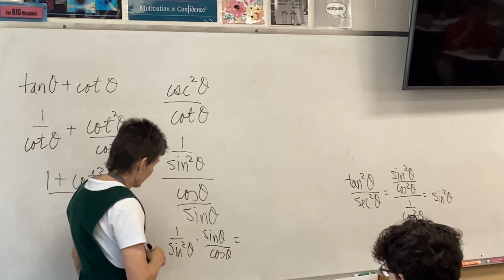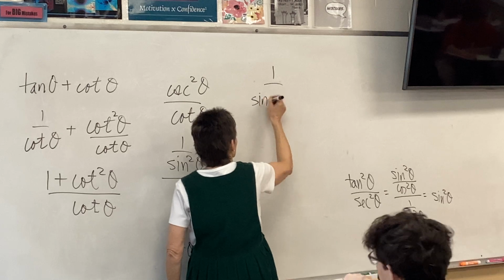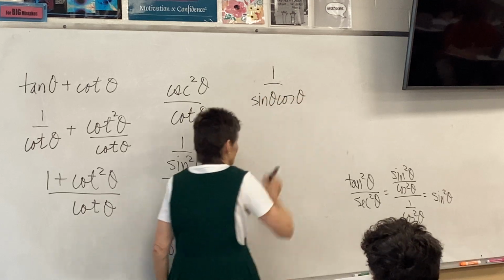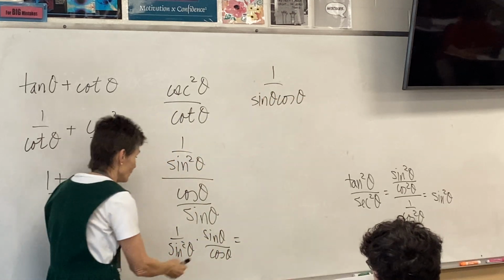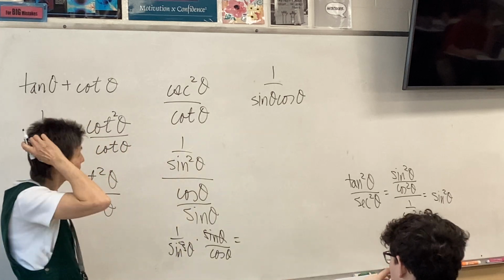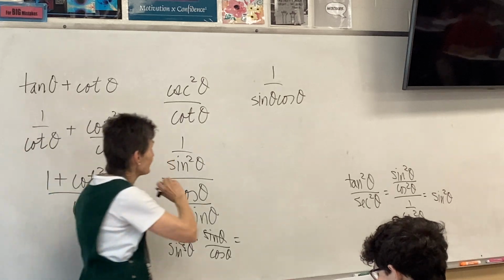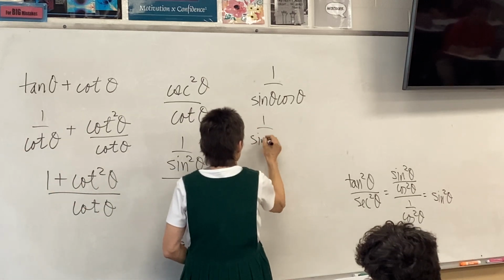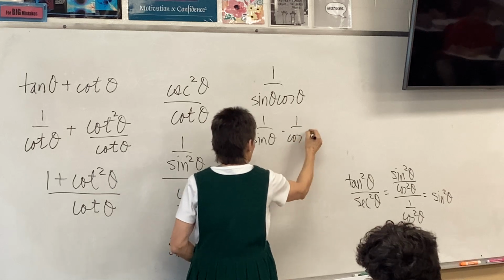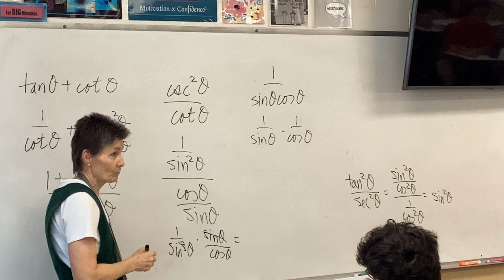1 over sine cosine? Is that the same as 1 over sine times 1 over cosine? Is that the same? And what's 1 over sine?